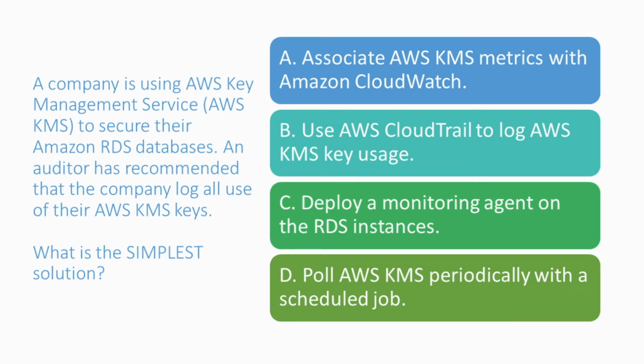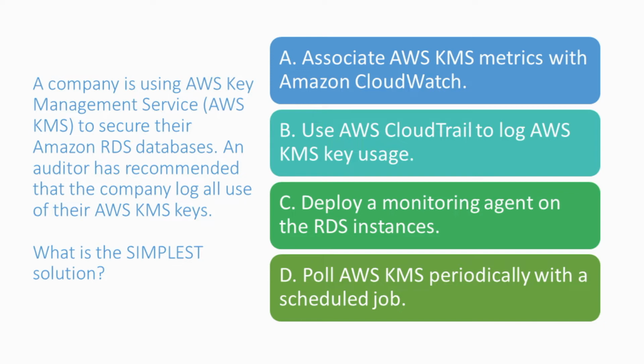A company is using AWS Key Management Service, AWS KMS, to secure their Amazon RDS databases. An auditor has recommended that the company log all use of their AWS KMS keys. What is the simplest solution? Options we have: A. Associate AWS KMS metrics with Amazon CloudWatch. B. Use AWS CloudTrail to log AWS KMS key usage. C. Deploy a monitoring agent on the RDS instances. D. Poll AWS KMS periodically with a scheduled job.